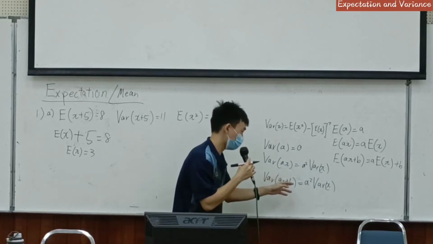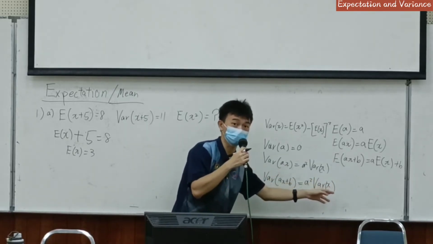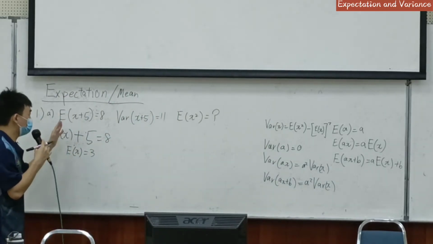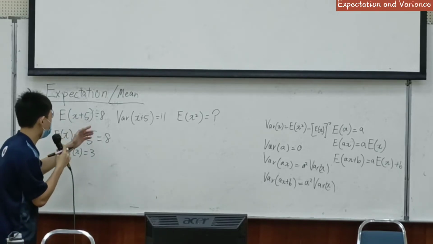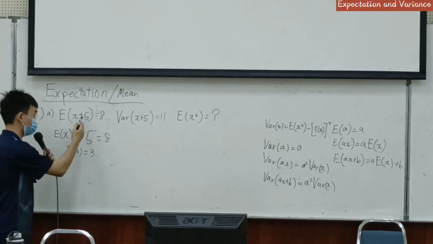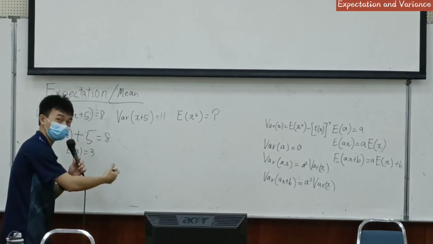So the variance of x plus b is the same, and actually we have the constant, but the variance of the constant is equal to 0. So let's talk about this question. The expectation of x plus 5 is equal to 8, so the expectation of x equals 3.